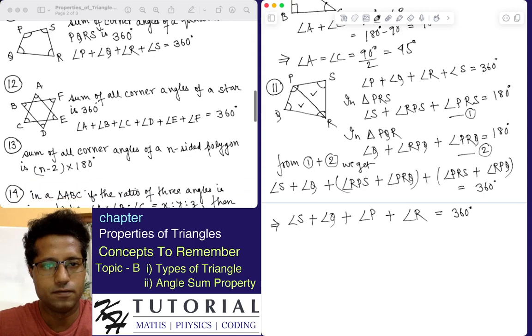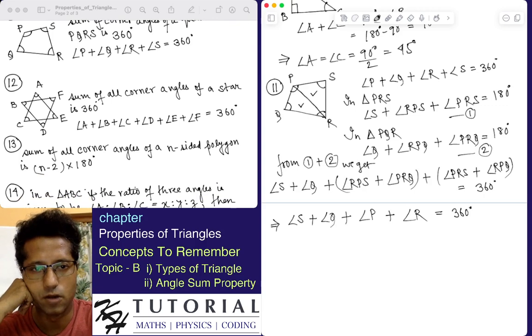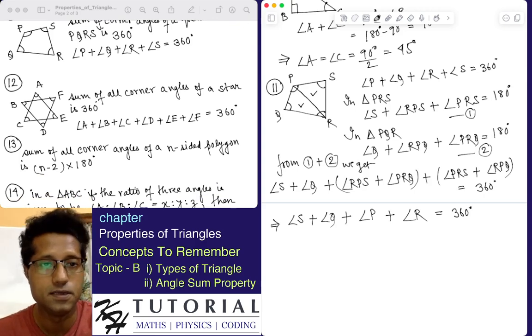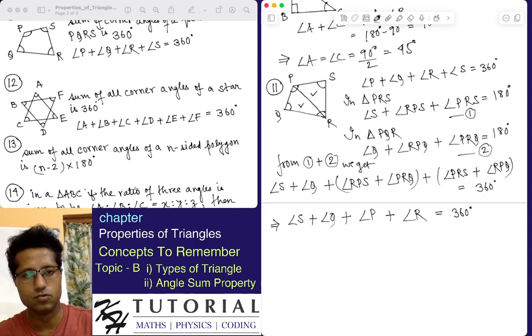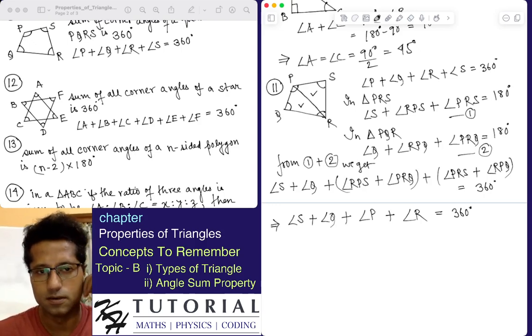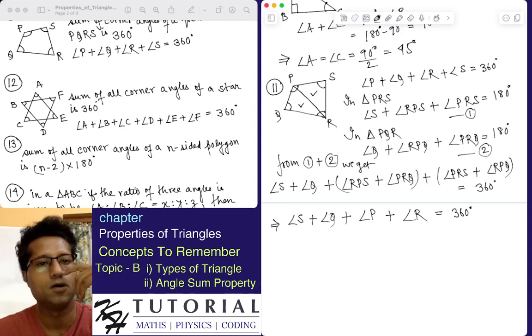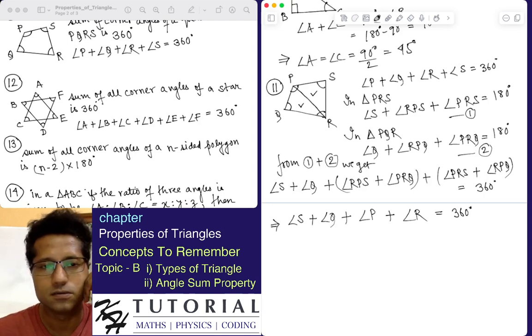Point number 12 says that the figure is a star, and it is obtained by two triangles. All the corners of the star are A, B, C, D, E, F. They are the vertices of the two triangles ACE and BDF. So the concept is that the sum of all the corner angles of a star obtained from two triangles is equal to 360 degrees.